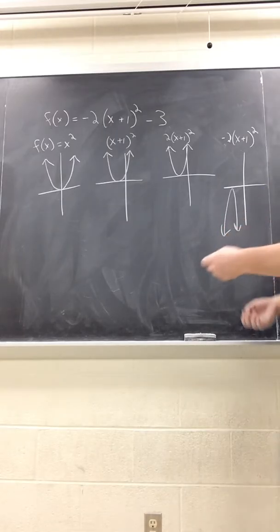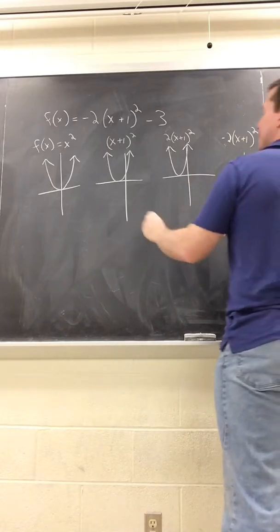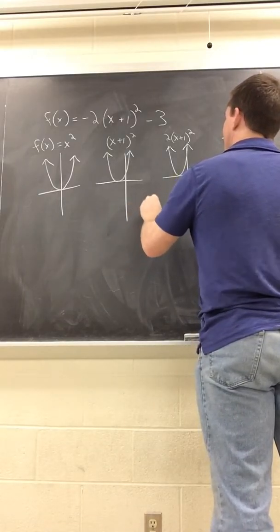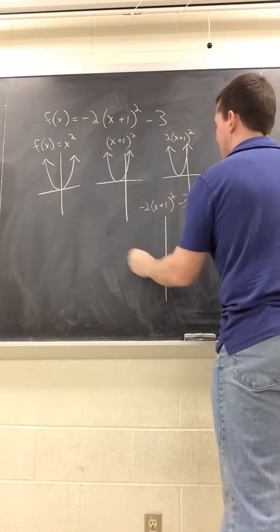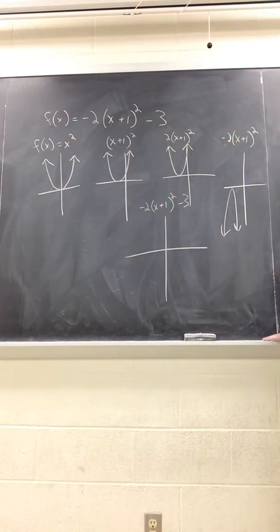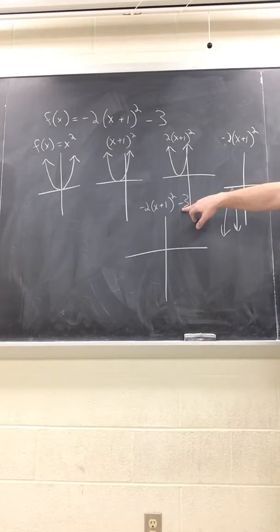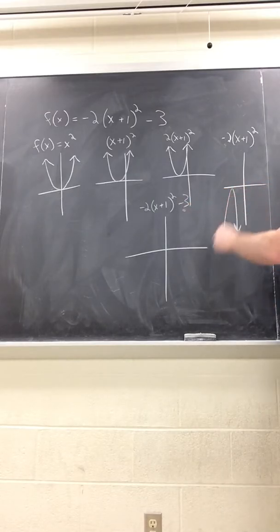But we're still not done, because we don't actually have this. We have negative 2 times x plus 1 squared minus 3. Well, what does that do? Adding or subtracting on the outside of a function shifts it vertically. So minus 3 will shift me down 3. So I was here, now go down 3.